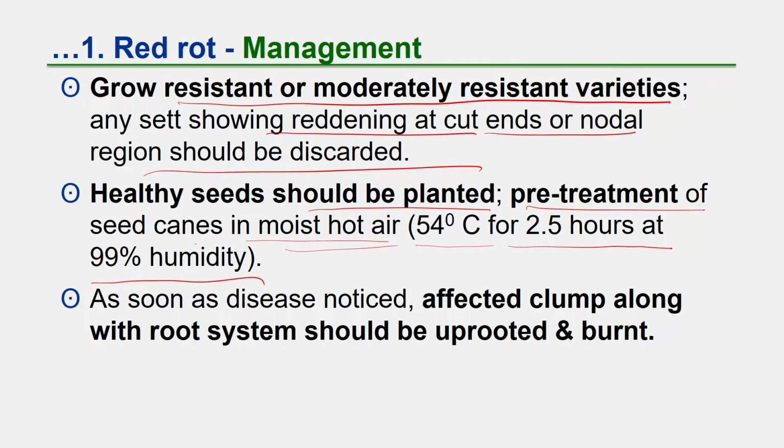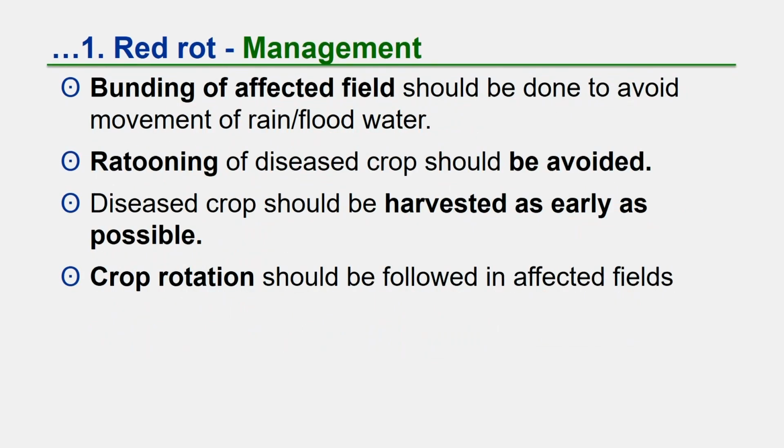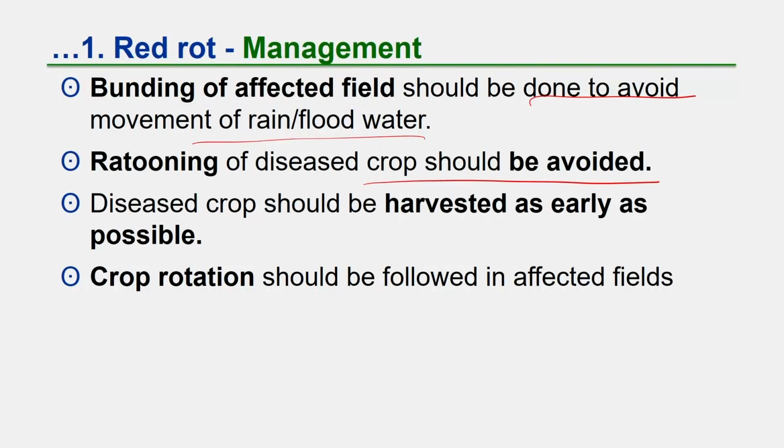As soon as the disease is noticed, the affected clump along with its root system should be uprooted and burnt. At least secondary infection can be avoided. Bunding of the affected field should be done to avoid movement of rain or flood water, because along with the water movement, the inoculum can be carried from the diseased plant to healthy plants or from the diseased field to the healthy field. Ratooning of the diseased crop should be avoided. The diseased crop should be harvested as early as possible.